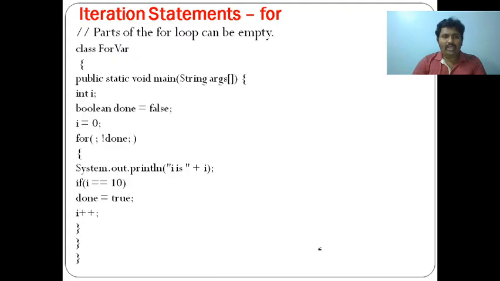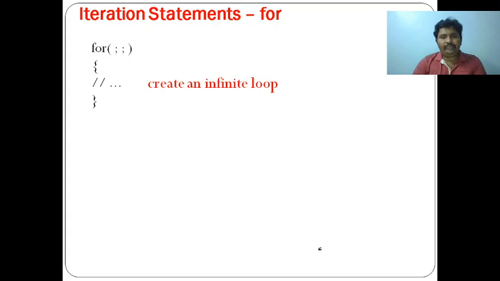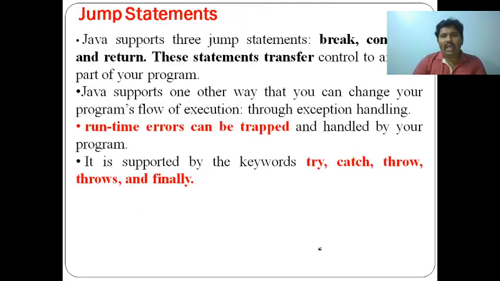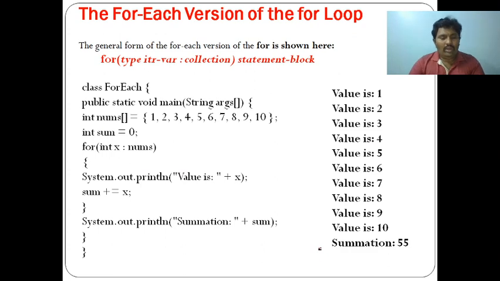So I explained all these concepts by using programs. For each also, I just explained to you. So by this we completed our concept. Today what we have discussed is for and for each, while, and do while. These are the concepts we discussed.